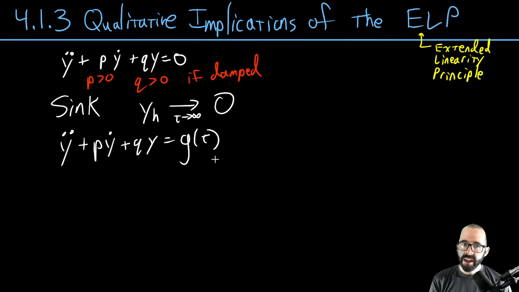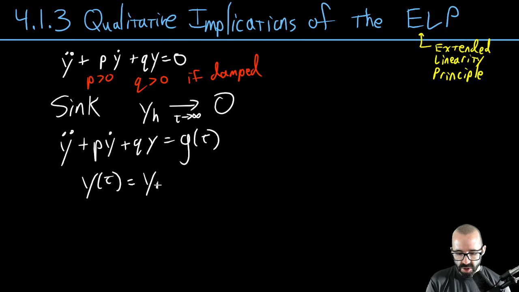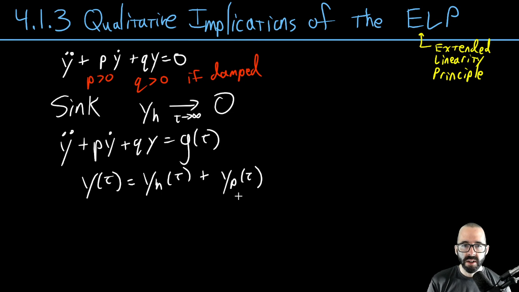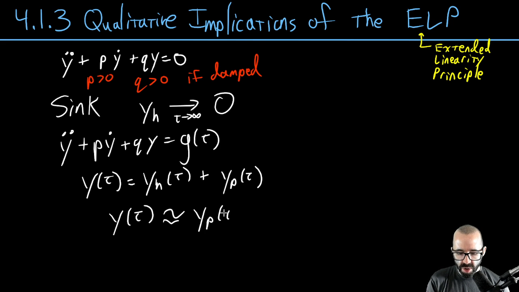So the extended linearity principle tells us that any solution of this looks like the homogeneous solution plus any particular solution. So what does all this say about our general solution to the forced harmonic oscillator? Well, if this is going to 0, what's happening to y? y of t really just kind of approaches the particular solution as t goes to infinity.